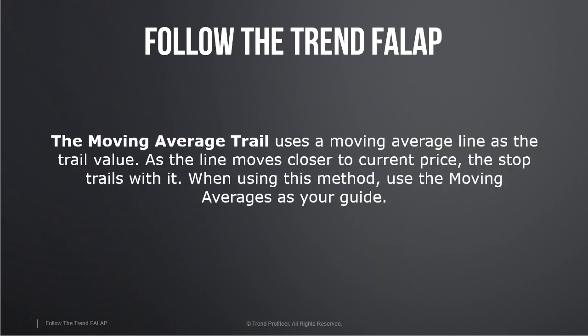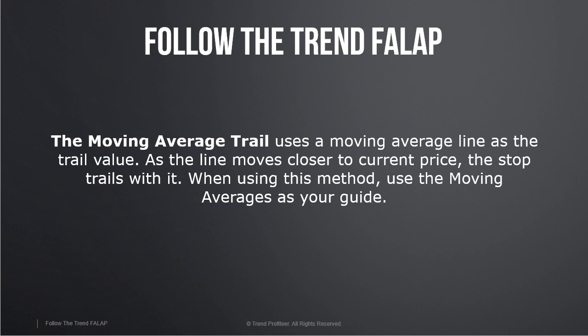The moving average trail, one of my favorites, uses a moving average line as the trail value. You can use either the fast moving average, that's the yellow or gold moving average, or the gray moving average, which is the slow moving average. As the line moves closer to current price, the stop trails with it. Again, you can position your trade below that moving average on a buy or above that moving average on a sell if you want to give it a little more room.